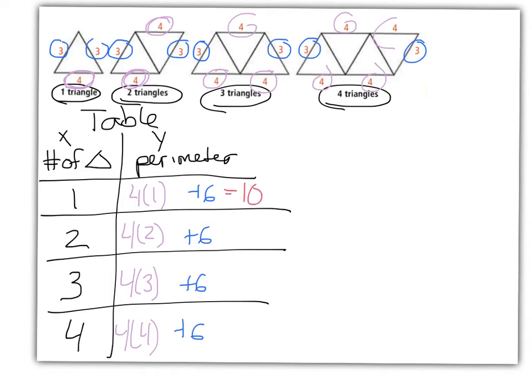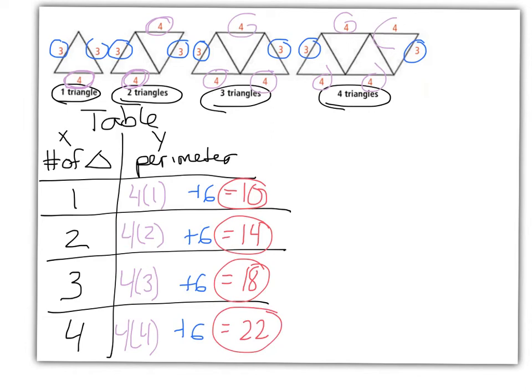4 times 2 is 8, plus 6 would be 14. 4 times 3 is 12, plus 6 would be 18. And 4 times 4 is 16. 16 plus 6 would be 22. Okay, so our perimeters are 10, 14, 18, and 22.